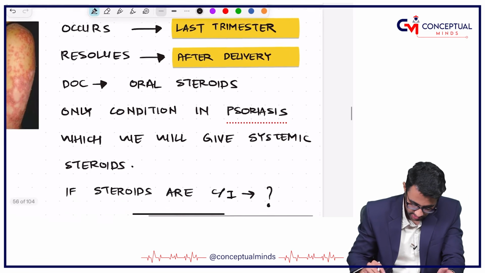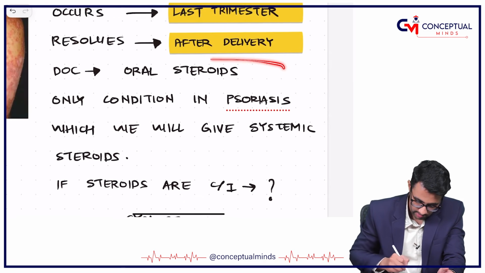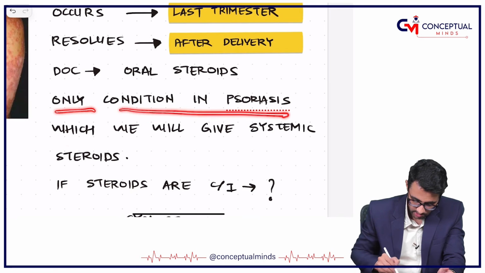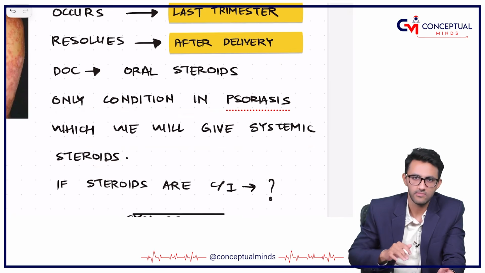Okay, all right, so this is the point we just spoke so much about, right? What was the point? The only condition in psoriasis in which we will give systemic steroids is impetigo herpetiformis, the one which we are discussing.